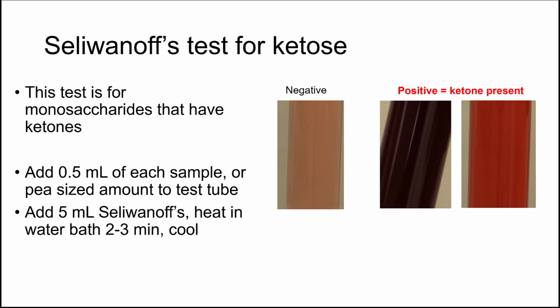To do this test, you will add 0.5 ml of each sample, or a pea-sized amount, to the test tube. Add 5 ml of Seliwanoff's, heat in the water bath for 2 to 3 minutes, but no longer than 3 minutes, and then cool the reaction mixture. A negative test will be a blue-green solution, or a peach or yellow-colored solution. This indicates that an aldehyde or other functional groups are present. A positive test is a cherry red solution, which indicates that your sugar is a ketose or that a ketone is present.